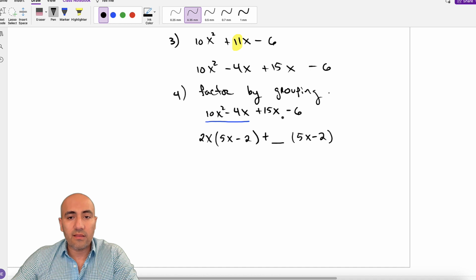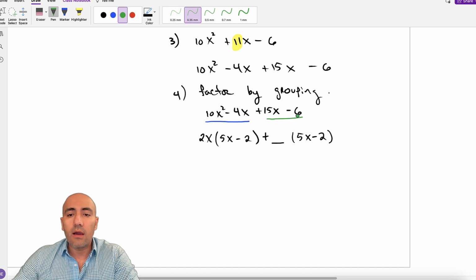And then I focus on the last two terms, right? So looking at the last two terms, what can I put in here such that I get a true statement when I distribute? Blank times 5x must be 15x. Blank times negative 2 must be negative 6. And so after a little bit of thought, maybe we realize that 3 must be the one that works. 3 times 5x gives you 15x, and 3 times negative 2 gives you negative 6.